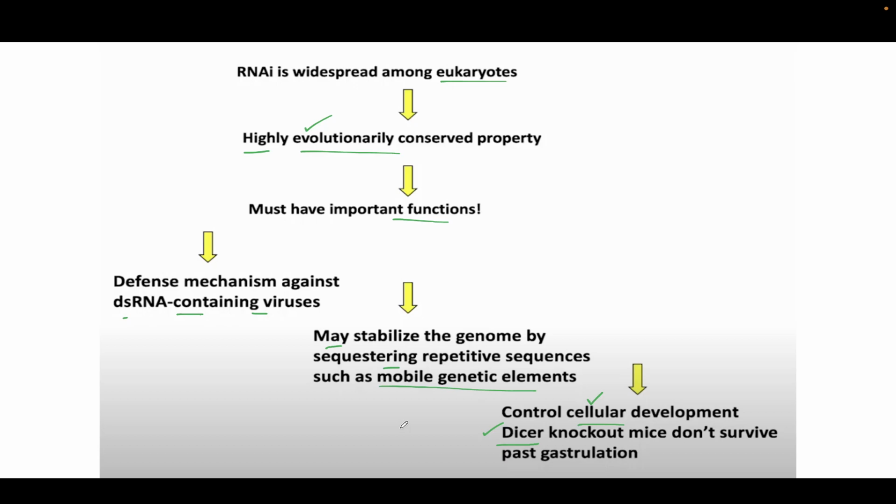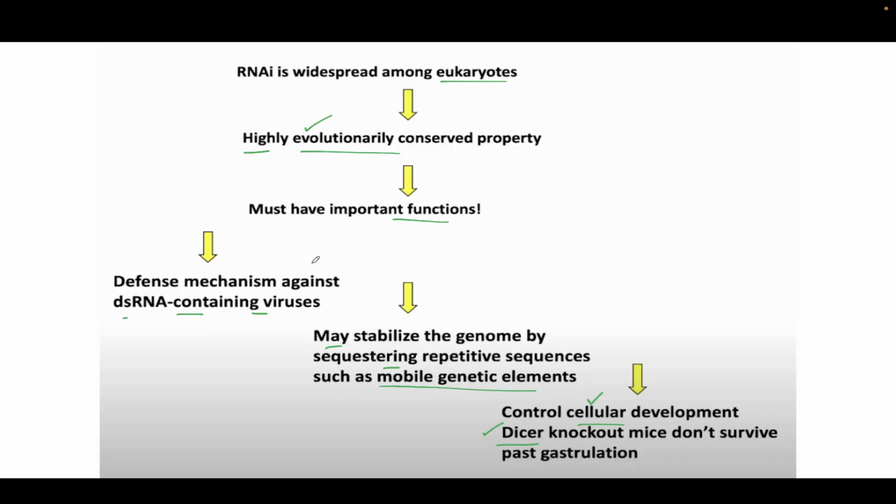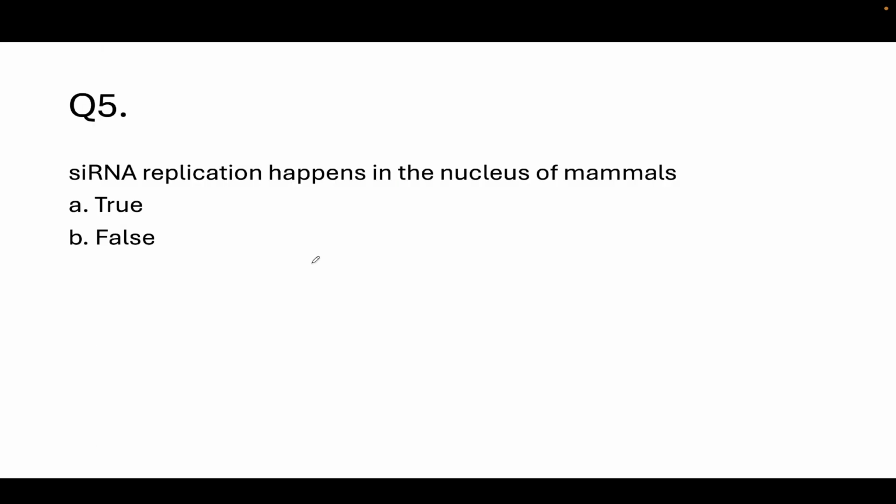Let's see. Okay, now you understood that it has important function for eukaryotes. Next, this is another question about non-coding RNA. Small interfering RNA, that is siRNA, replication happens in the nucleus of mammals. Is it true or false? Yes, answer this question.